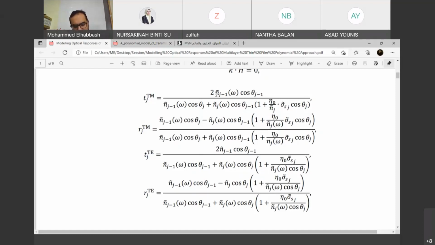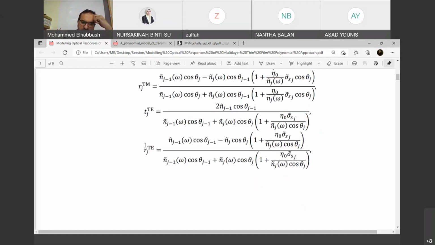Here we have the refractive index, and this is a function of angular frequency, and the subscript J is for the layer. So for 0 it is for the vacuum, and if we increase the J, for J minus 1 it will be 1, so the first layer, and so on.